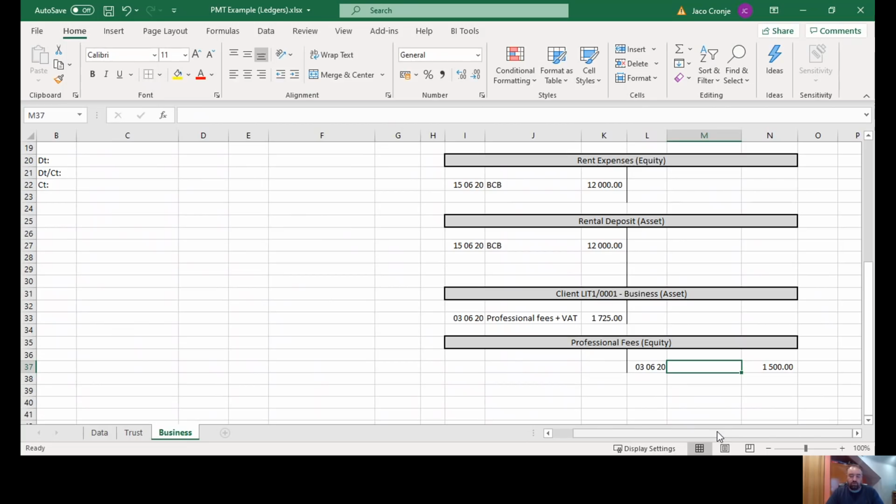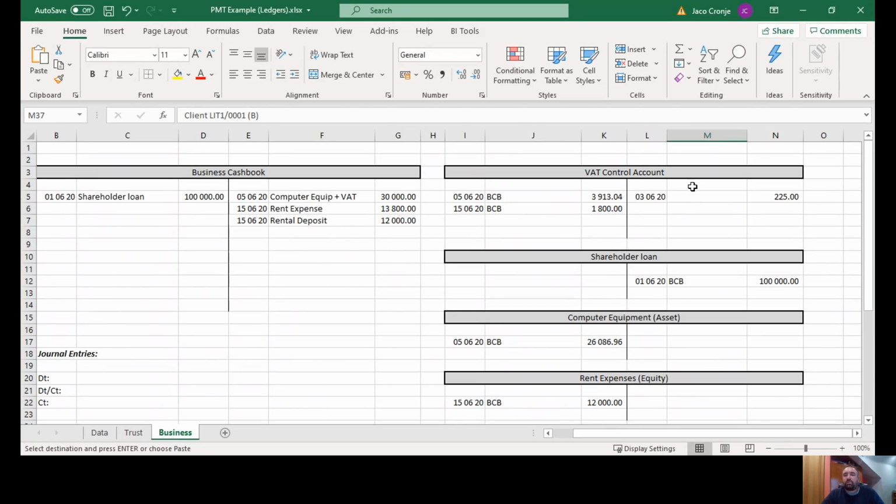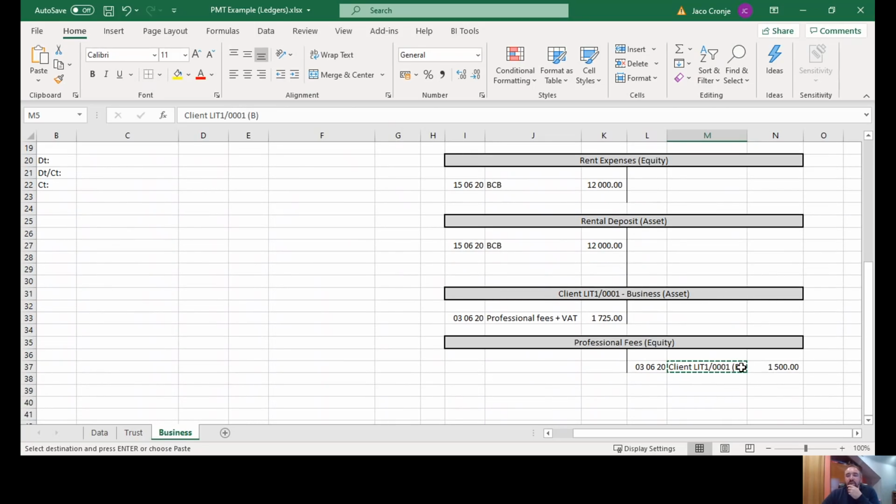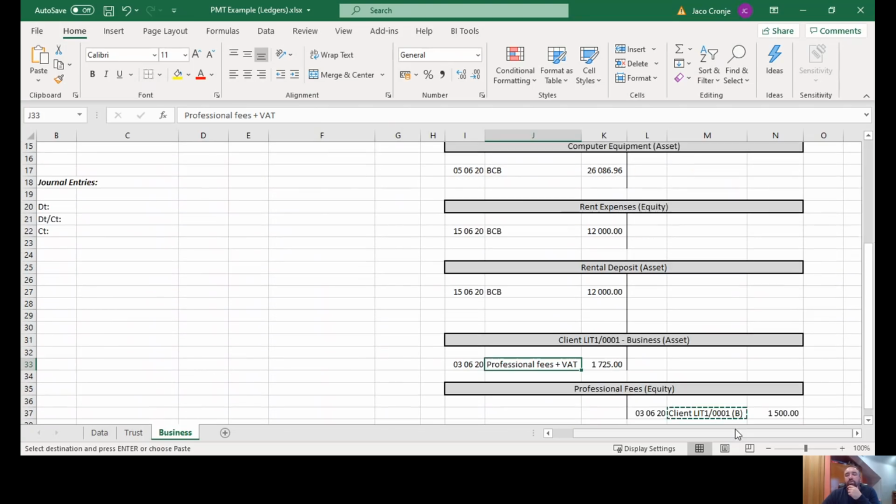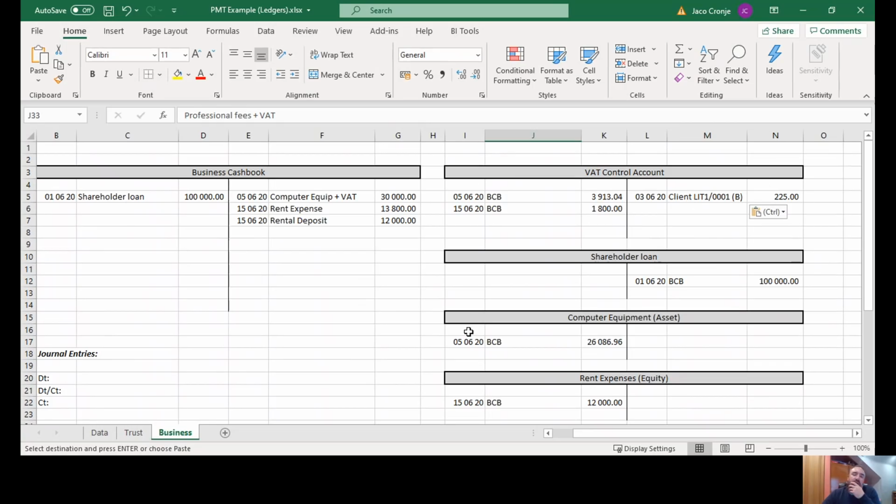And in this account, what did we have? We had client LIT1, and just put a B there so that I know that is for business. And what is my description in the VAT control? Same there. So do you see? My description there on my credit legs must be the name of my account where the debit is. My description in the debit leg is the name of where the two credit transactions have gone to. Okay, so that's how we raise a fee.